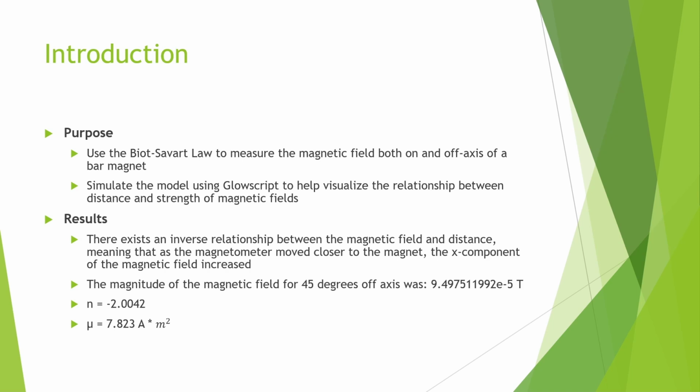In terms of the results, I found that there exists an inverse relationship between the magnetic field and distance, meaning that as the magnetometer moved closer to the magnet, the x component of the magnetic field increased. The magnitude of the magnetic field for the 45 degrees off axis that I found was around 9.5 times 10 to the negative 5 Tesla. And then the resultant n value I got was negative 2.0042, and mu was 7.823 amps times meters squared.